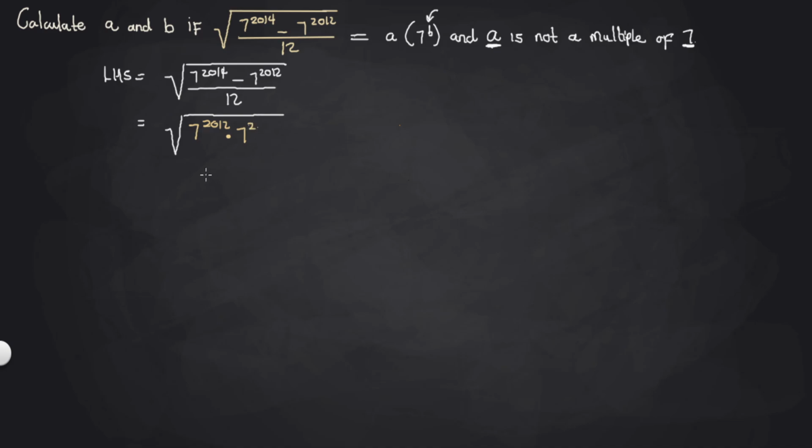So I'm applying exponential laws, right? Multiplying powers of the same base, you add the exponents, x plus y. So I just reversed it to this. I have 2014, I'm breaking it to 2012 multiplied by 7 raised to exponent 2. It could have been 2013 multiplied by 7 raised to exponent 1, but I'm using 2012 because the smallest exponent is 2012, minus 7 raised to exponent 2012.